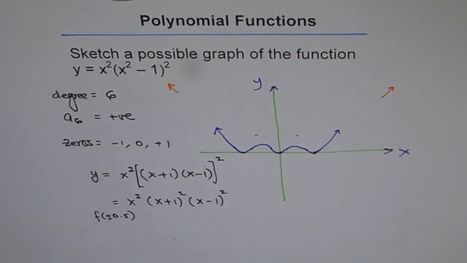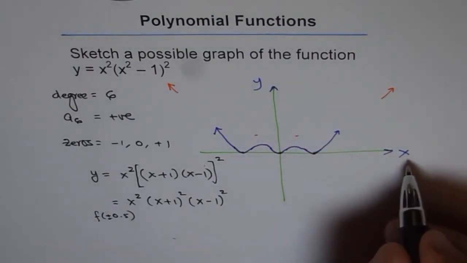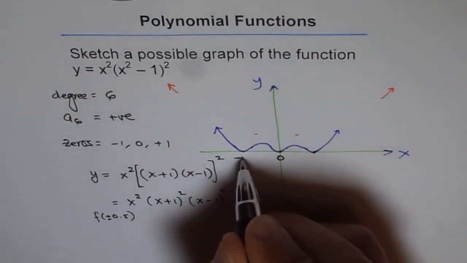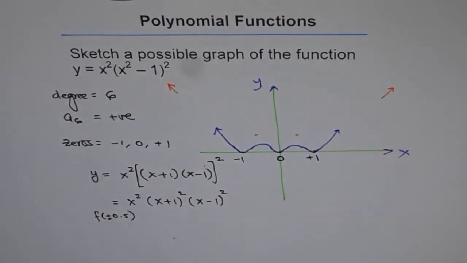With x. So that is a sketch of my function, and it's good practice to label. So you have x and y. Here we have 0, here we have minus 1, and plus 1. So that is how we are going to sketch the graph of y equals x squared times (x squared minus 1) whole squared. Okay, thank you.